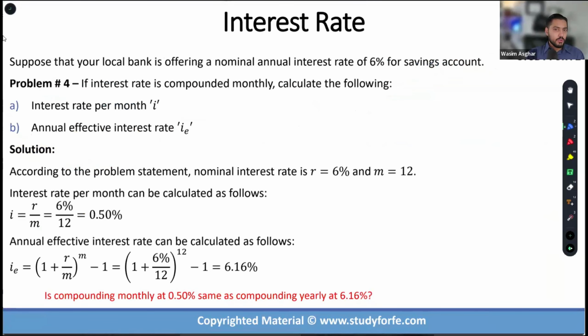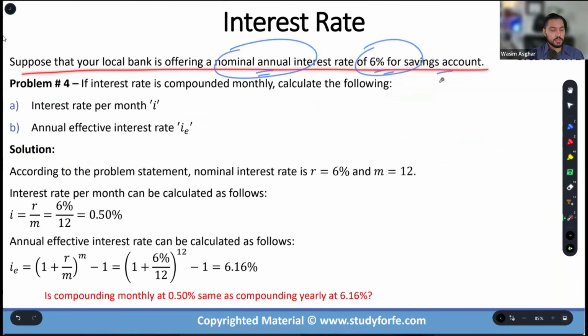Your local bank is offering you a nominal interest rate of 6% for the savings account. So how many times is compounding happening if I just stop here? If I don't read past this line, this is a nominal and annual interest rate, 6%. How many times each year is 6% going to be applied on the outstanding principal? Is there any reason for you to believe anything other than one? No. It is only once a year. Make sense? Only once. All right.